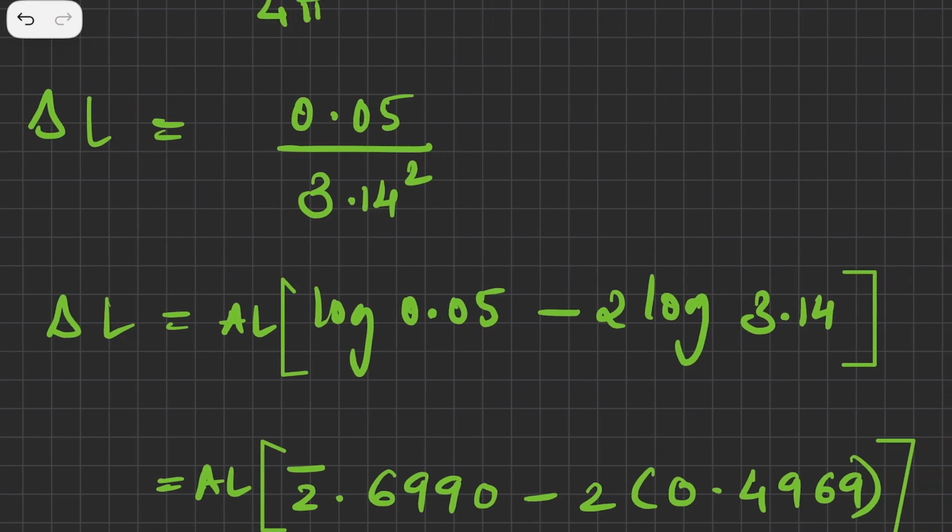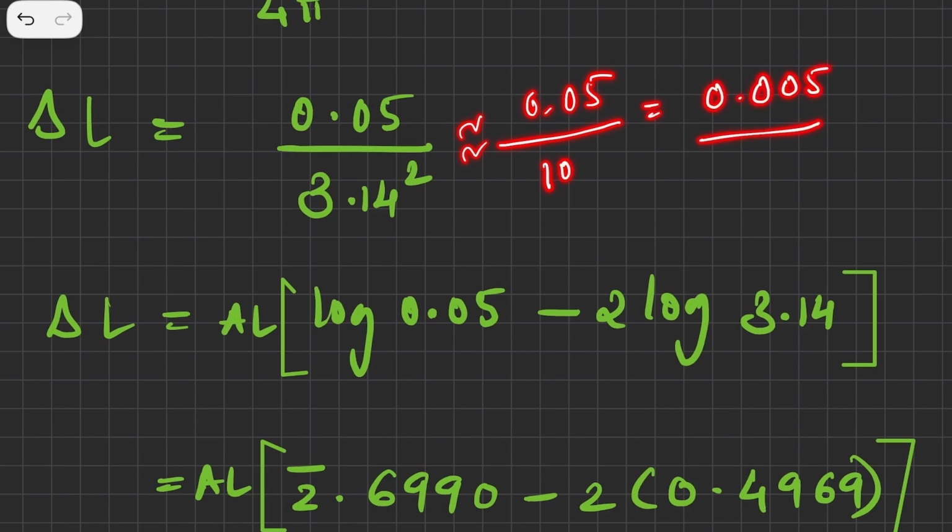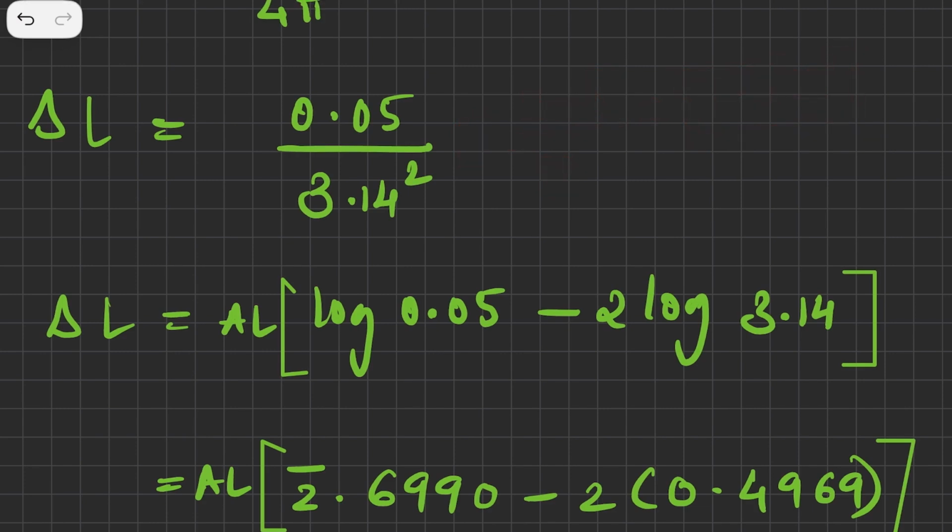Like if your board allows calculator, then this will not be a problem. In case this question has been in an MCQ and you have 4 options, then you can always approximate the values. Like 0.05 divided by pi square is approximately equal to 10. So final answer would be somewhere around 0.05. So this is only when you have an option and when the options are not very far off.